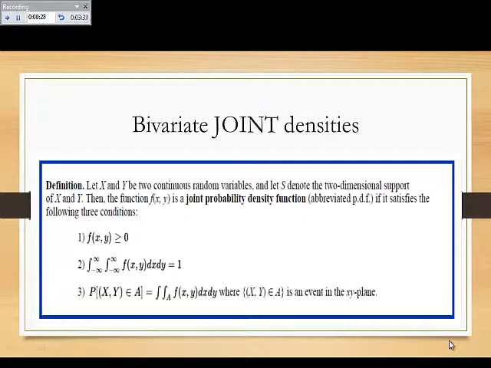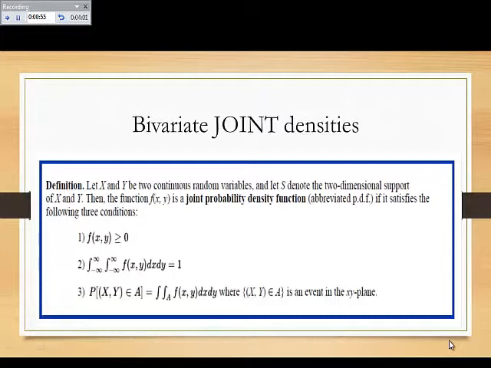So the joint density function has these two properties. It has to be non-negative, and it has to integrate to 1. This is the same thing because the positivity is required for probabilities, and the total probability has to be 1. So the whole integral has to be between 0 and 1.